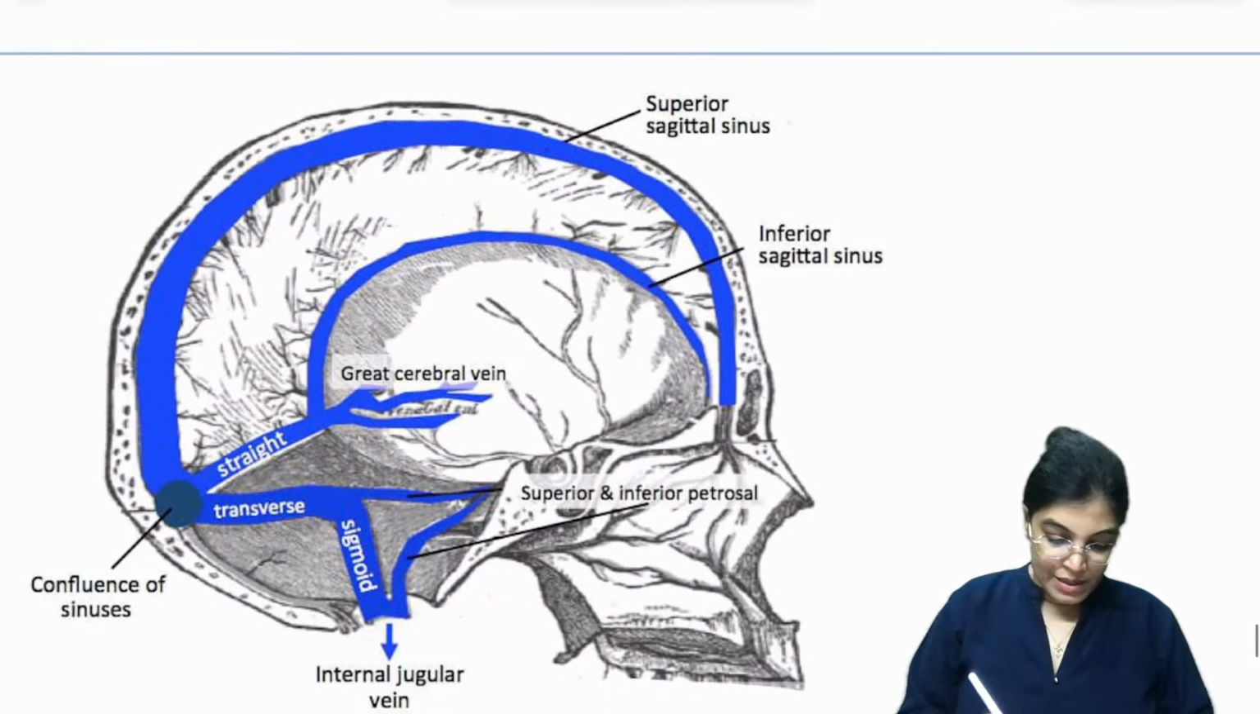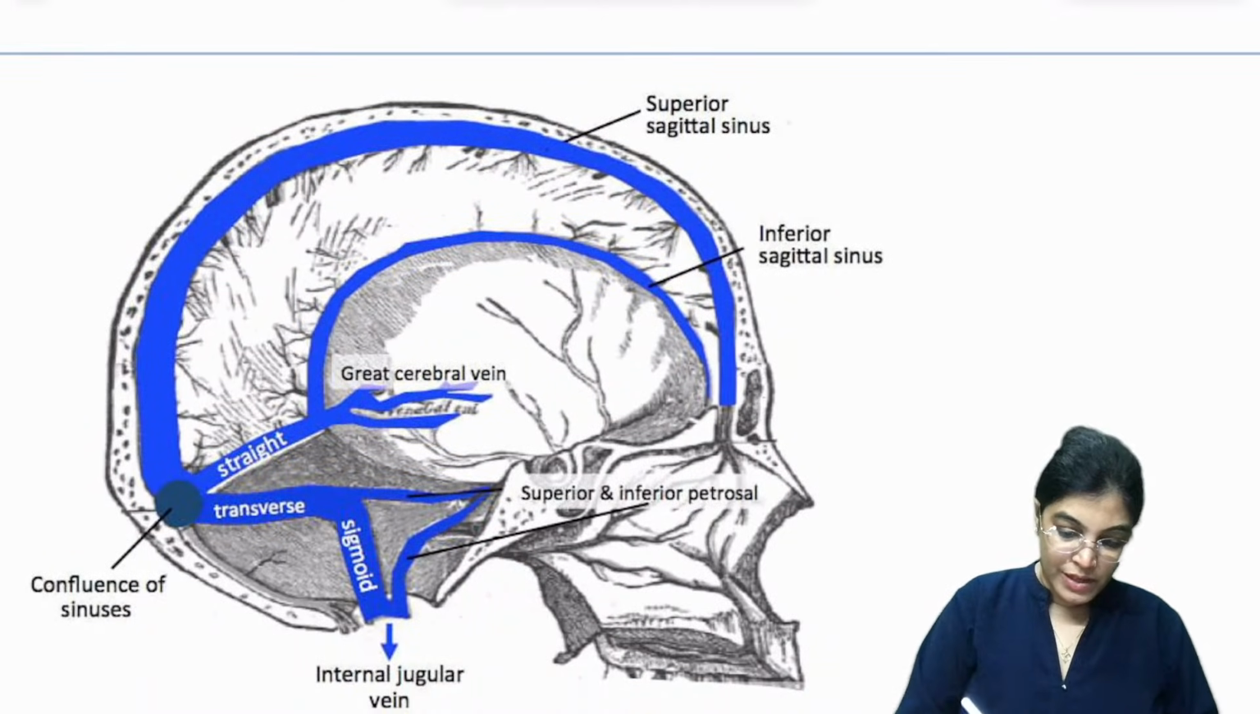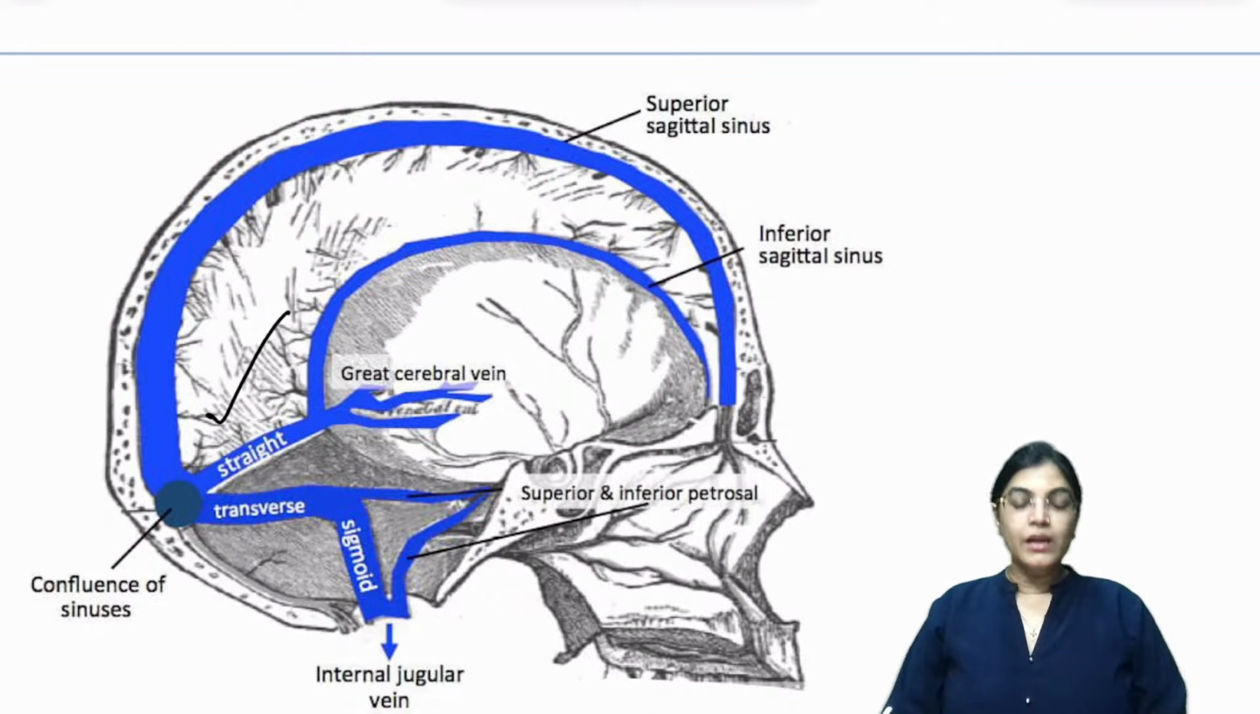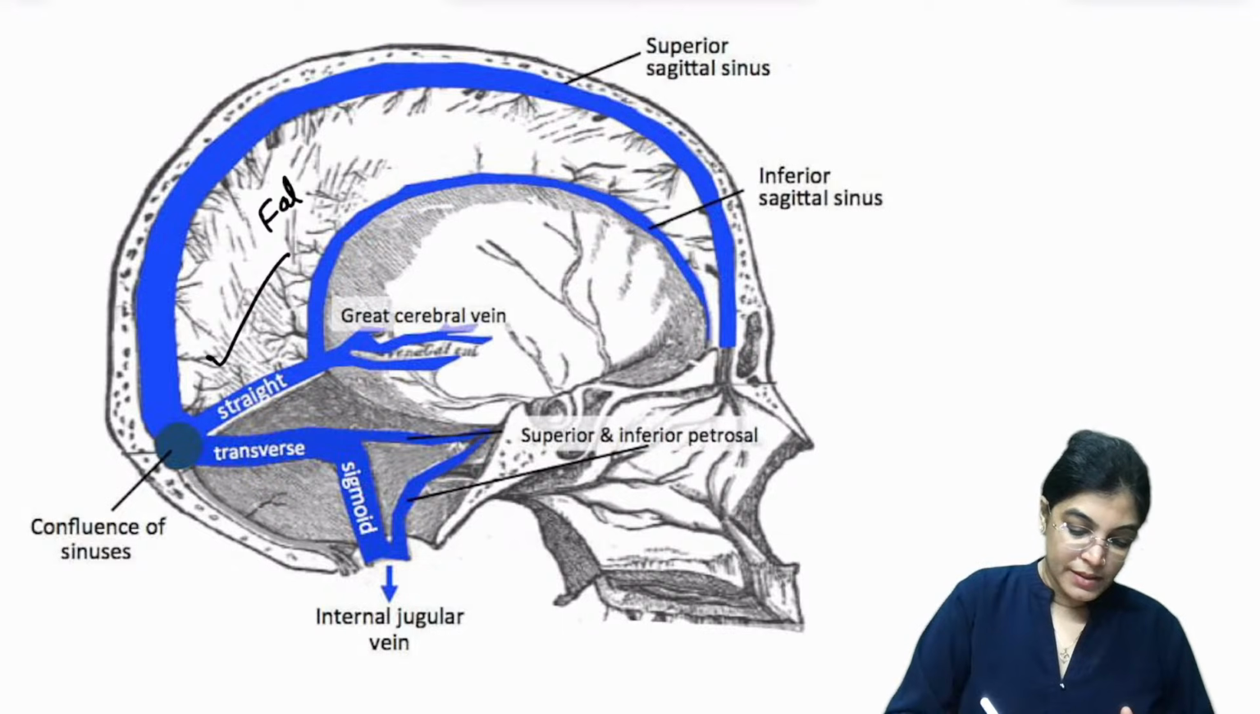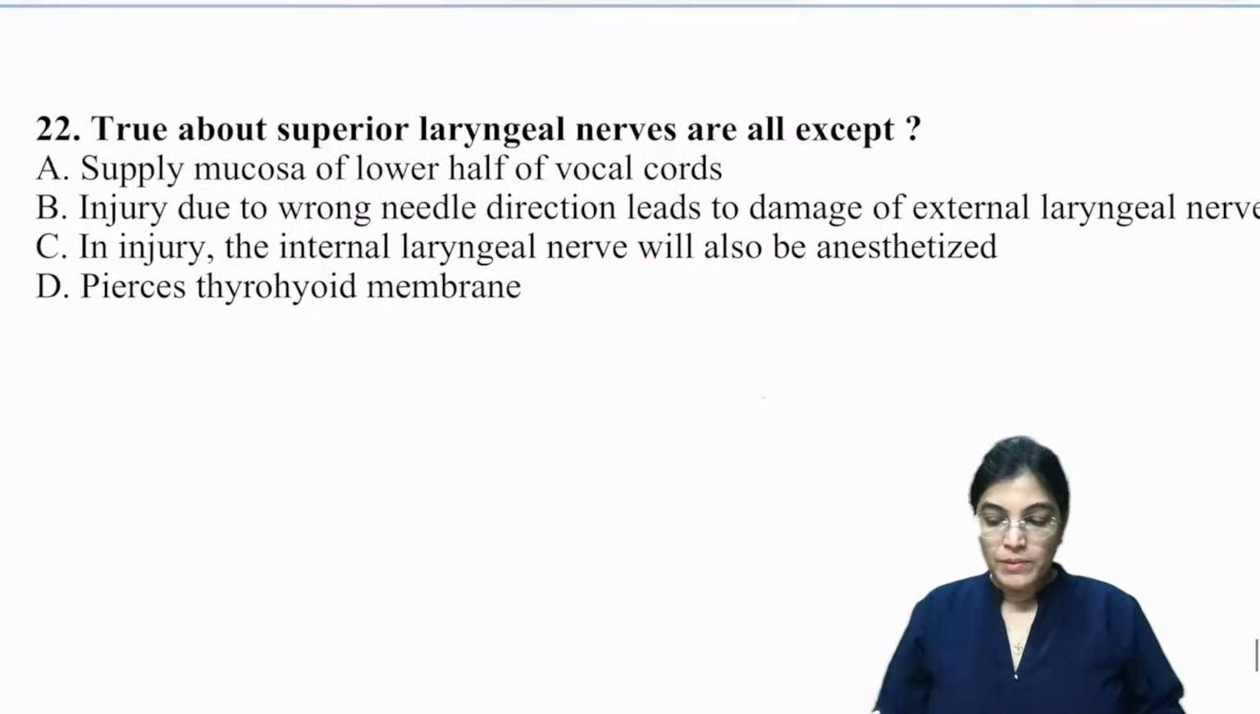Here also you can see the straight sinus is located in between, at the junction of falx cerebri and tentorium cerebelli. Now coming to the next question.